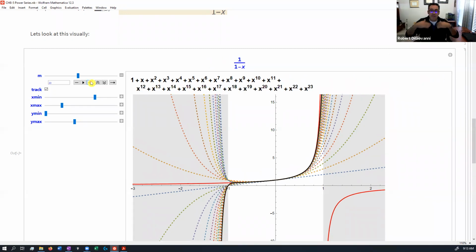And the thing is, it goes forever, doesn't it? I can't go forever on the computer, but if you continue to go out, the black one is going to line up. It's going to start to land right on top of the red one. It's going to get closer and closer. But again, the important thing is only in this little window is it matching. Outside that window, it's not matching.